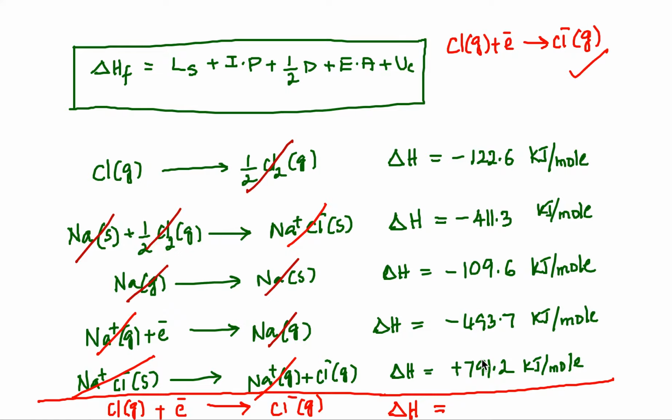What we get here, let's see. 791.2 minus 122.6 minus 411.3 minus 109.6 minus 493.7. So that's going to be negative 346 kilojoules per mole. The same answer we got. And what's the difference here? We have not used the Born-Haber cycle and the formula. Just with the help of data equations, with suitable manipulations, we are able to arrive at the electron gain enthalpy of chlorine atoms.